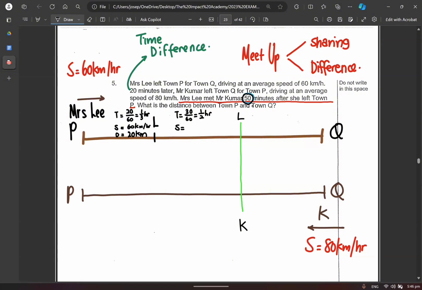How do I know half an hour? Because they say Mrs. Lee met Mr. Kumar 50 minutes after she left. Yeah, right? This 50 is split up into 20 and 30. Am I making sense?